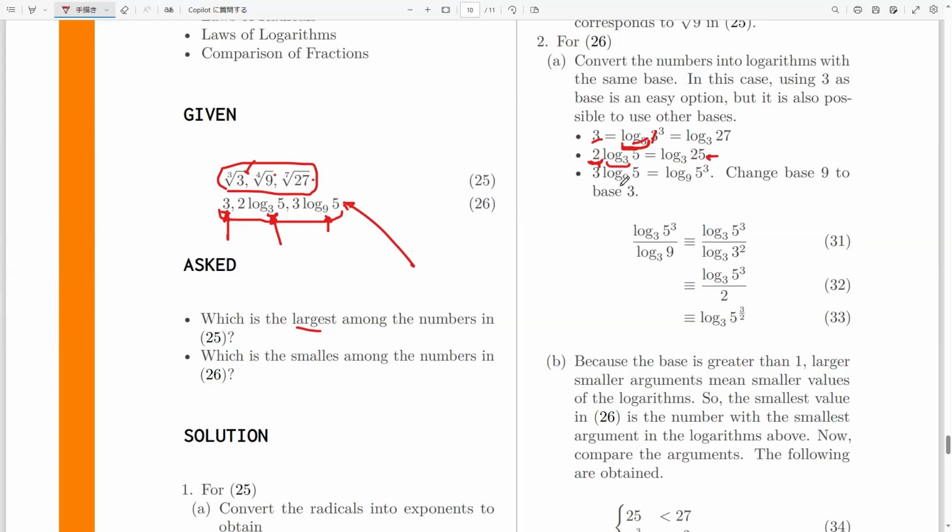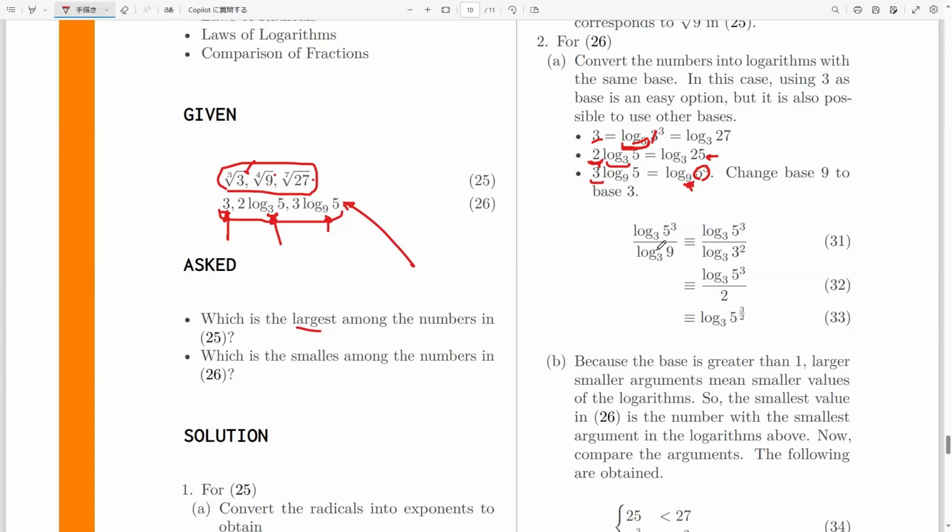Then we look at the third number. It's on base 9. Before we change the base, let's also put 3 inside the logarithm. That becomes 5 cubed, right? The 3 becomes the cube here. So this is 125, or just leave it as 5 cubed. Now we can change the base because this is 9 and we want 3. The way we do this is we take the log of the argument, log of 5 cubed, divided by the log of whatever the base is. That's 9, so log of 9.